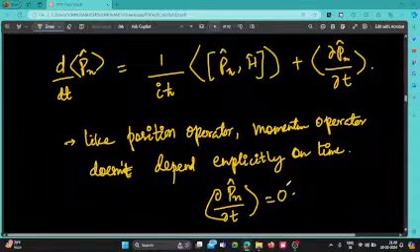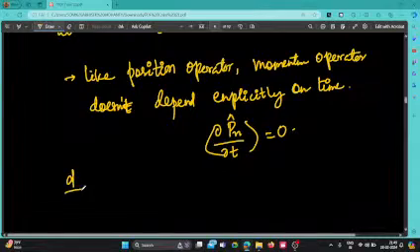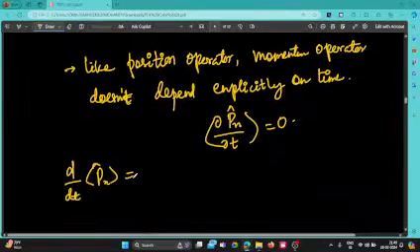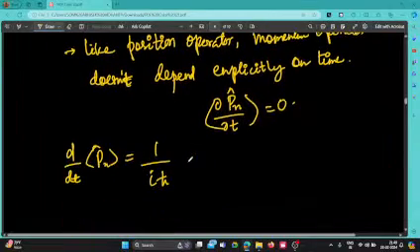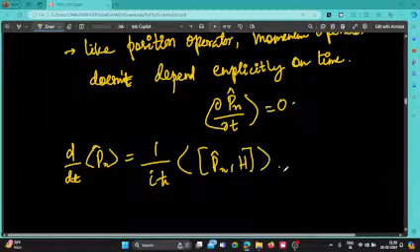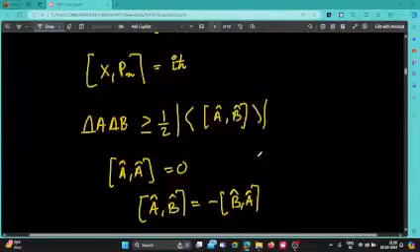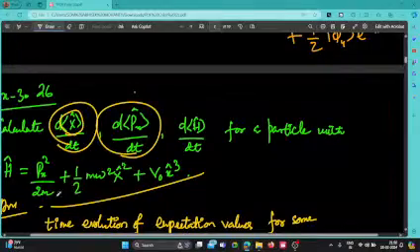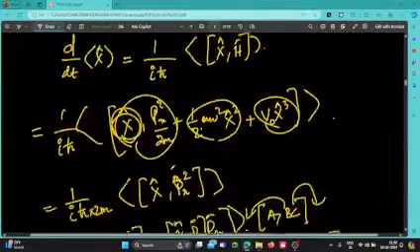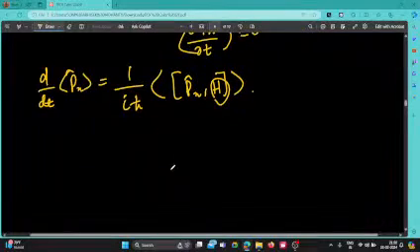Okay, so we will rewrite the equation. d by dt of the expectation value of Px would be equal to 1 by iħ times the expectation value of the commutator [Px, H]. Now again you have the H value. Please put it there and try it. Otherwise I will definitely do it, but you please try. Put the H value there.